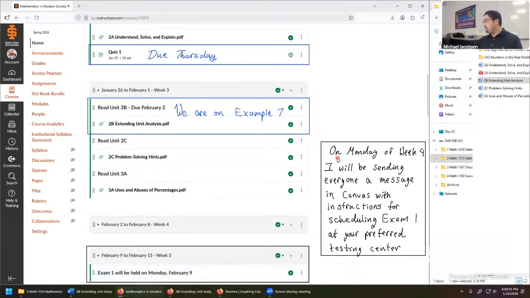What I'll be doing before we even get into week 5, at the very start of week number 4, is directly sending a message to every single one of you individually in Canvas with instructions for scheduling your exam at your preferred testing center. So if you have not yet replied to the email or sent me a message of where you prefer to test at, for example, the Pocatello Testing Center or the Idaho Falls Testing Center, Twin Falls, Meridian, and so on, please do that as soon as you can, and I'll make sure to get you marked on the correct campus.